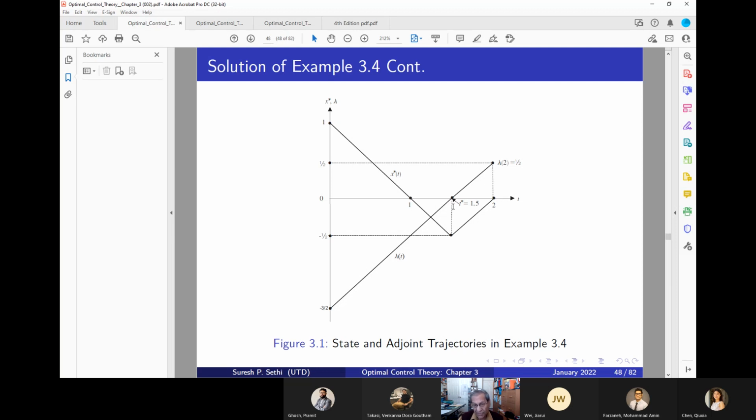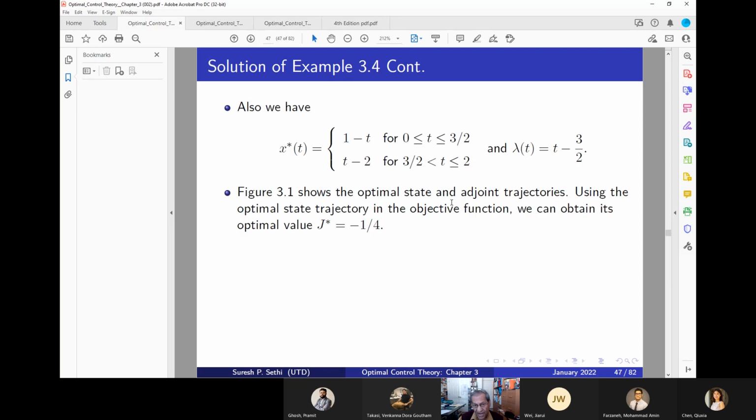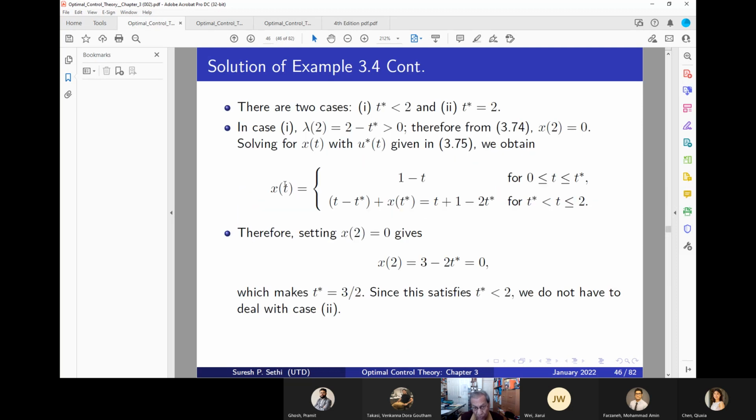But the only way x2 can be 0 is if I put t equal to 2 and set it equal to 0. So I put t equal to 2 here and set x2 equal to 0. When I put t equal to 2, x2 would be 2 plus 1, 3, minus 2t star equal to 0. And that gives me t star equal to 1.5.